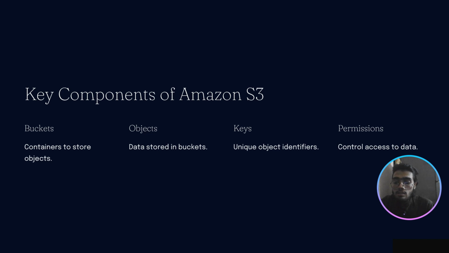Permissions: you can set access controls to make files private or public. For example, if you run an online store, you can store the product images in an S3 bucket and allow customers to view them without downloading anything. Developers can also set permissions so that only authorized users can upload or access data.